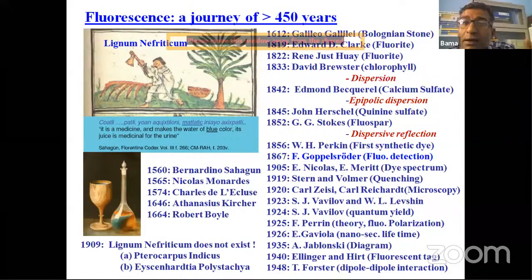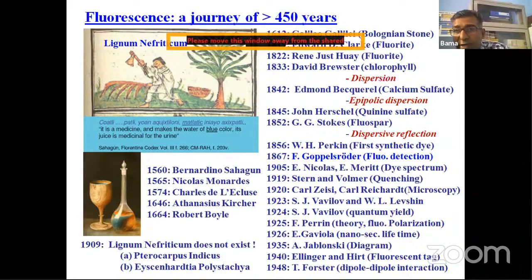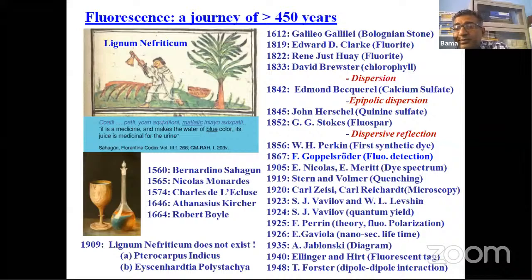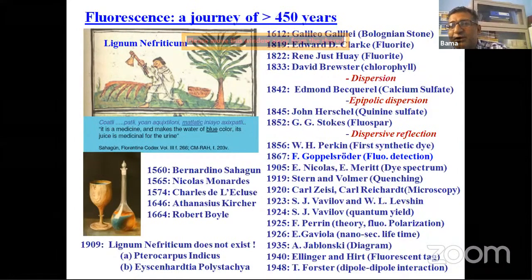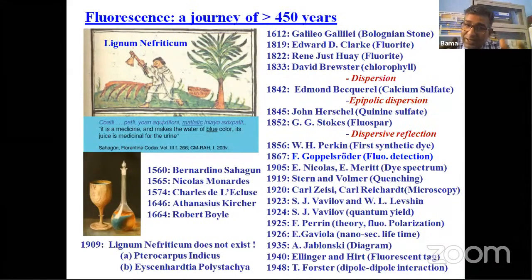Then John Herschel found the emission from quinine sulfate. Then Stokes termed this phenomenon dispersive reflection, and later on he himself said that he didn't like the term dispersive reflection, so he changed the term to fluorescence. So this is the history of fluorescence.